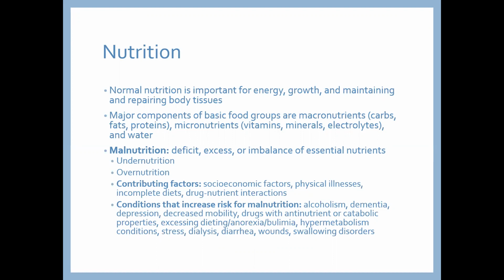Major components of basic food groups include macronutrients, which we talk about as carbs, fats, and proteins, and then micronutrients, which are vitamins, minerals, and electrolytes. And then, of course, we need to be hydrated, and that requires water intake. Malnutrition is not just referring to undernutrition. It's any kind of abnormal nutrition, so that can be a deficit, excess, or any kind of imbalance of essential nutrients. However, when we say malnutrition in our regular routine language, we do usually mean undernutrition.